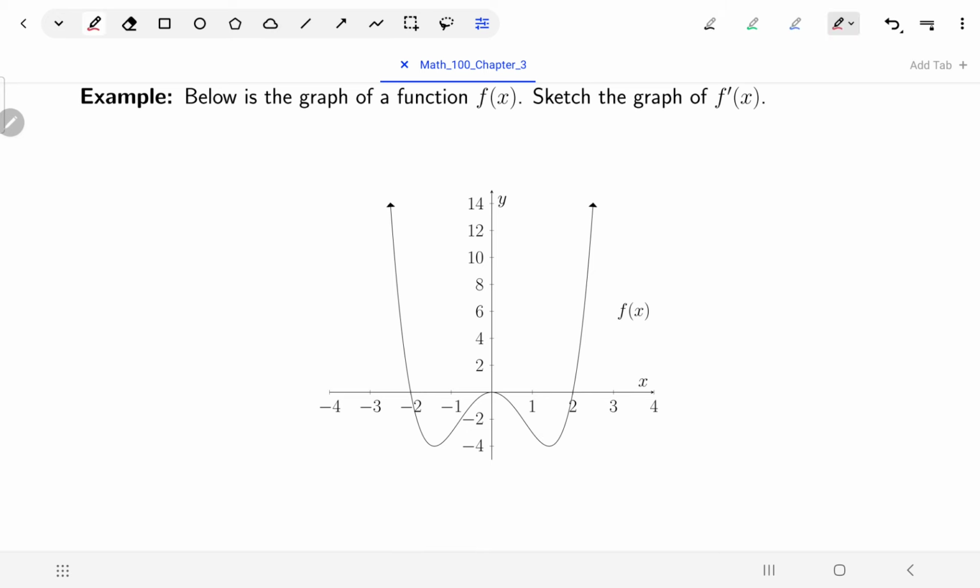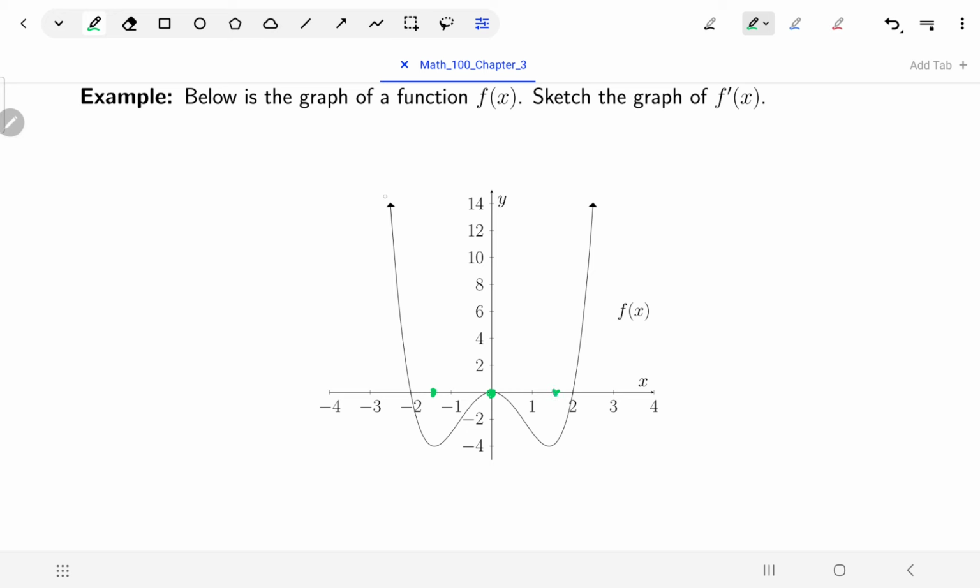So I know I can put in right away 3 points directly on my graph. I know that because there's a minimum at about negative 1.5, that f prime of negative 1.5 will be 0. Since we have a maximum when x is 0, then f prime of 0 will also be 0. We've got a relative minimum at 1.5, so f prime at 1.5 will be 0.